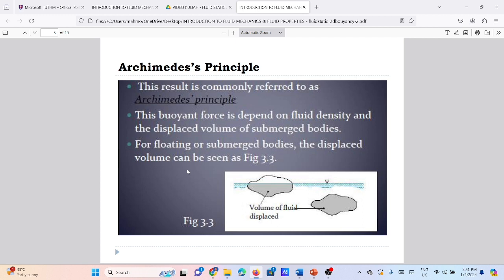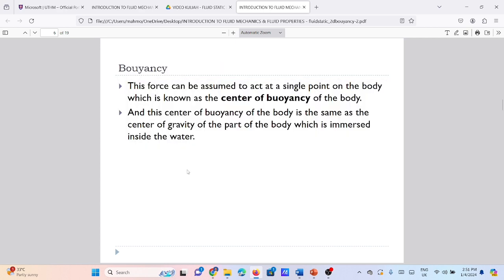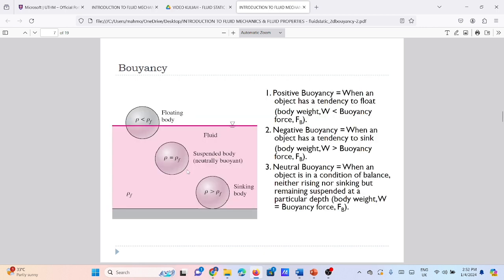Okay. The buoyant force depends on fluid density and the displaced volume of the submerged body. This force can be assumed to act at a single point on the body, which is known as the center of buoyancy of the body. And this center of buoyancy of the body is the same as the center of gravity of the part of the body which is immersed inside the water.